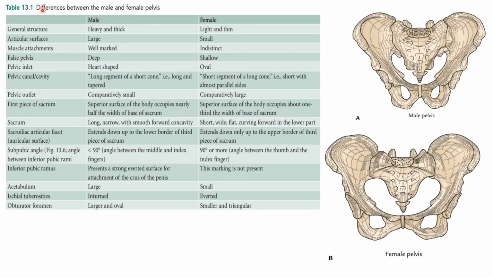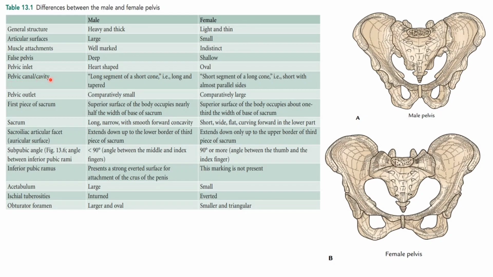Now let's summarize the differences between male and female pelvis. General structure: it is heavy and thick in case of male, light and thin in case of female. Articular surfaces: it is large in case of male, small in case of female. Muscle attachments: it is well marked in case of male and indistinct in case of female. False pelvis: it is deep in case of male and shallow in case of female. Pelvic inlet: it is heart shaped in case of male, it is oval shaped in case of female.